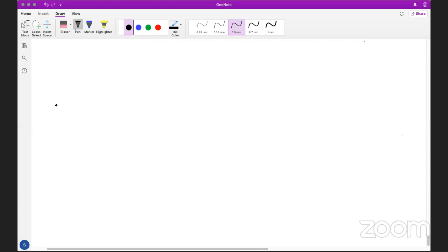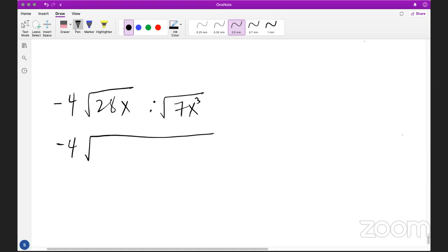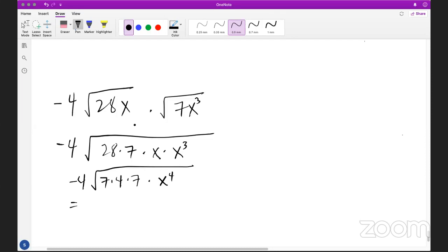Negative 4 square root of 28x times 7x cubed. So, pagsama natin sila. Since pareho lang naman na 2 ang index nila. 28 times 7 x times x cubed. This one, yung 28, that's also equal to 7 times 4. 7 times 4 times 7. Ito x raised to 4 lang. So, rin pwede natin ilabas dito. Ito, 7 times 7.